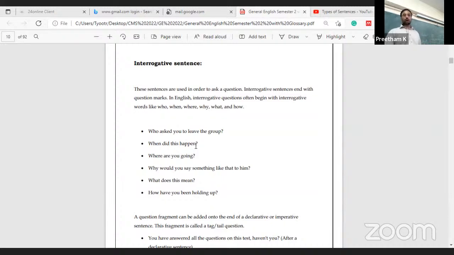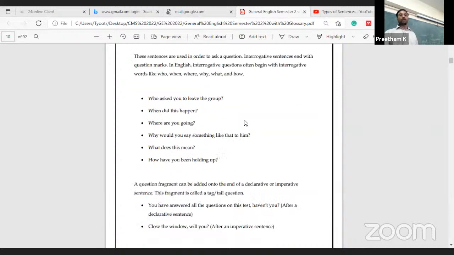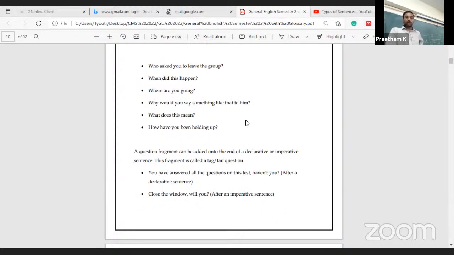These sentences are used in order to ask a question. Interrogative sentences end with question marks. In English, interrogative questions often begin with interrogative words like who, when, where, why, what, and how. Who asked you to leave the group? When did this happen? Where are you going? Why would you say something like that to him? What does this mean? How have you been holding up?